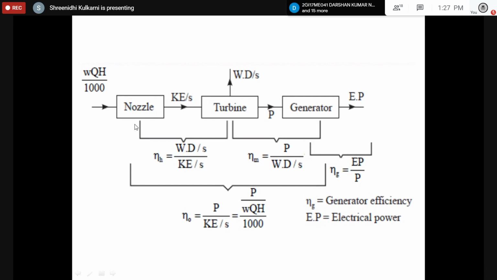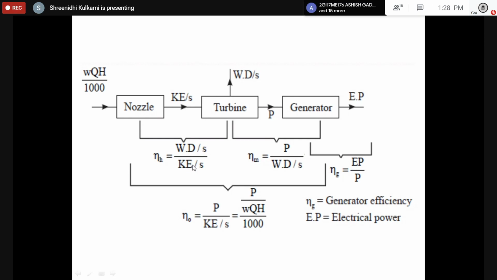Whatever the hydraulic potential energy as well as kinetic energy, it is converted to mechanical energy. Further, this mechanical energy is converted to electrical energy. So what is the turbine here? That is the mechanical part. Whatever the output power by the input power, so P by the power developed by the runner, that is the shaft power divided by the power developed by the runner. So it gives the mechanical efficiency.